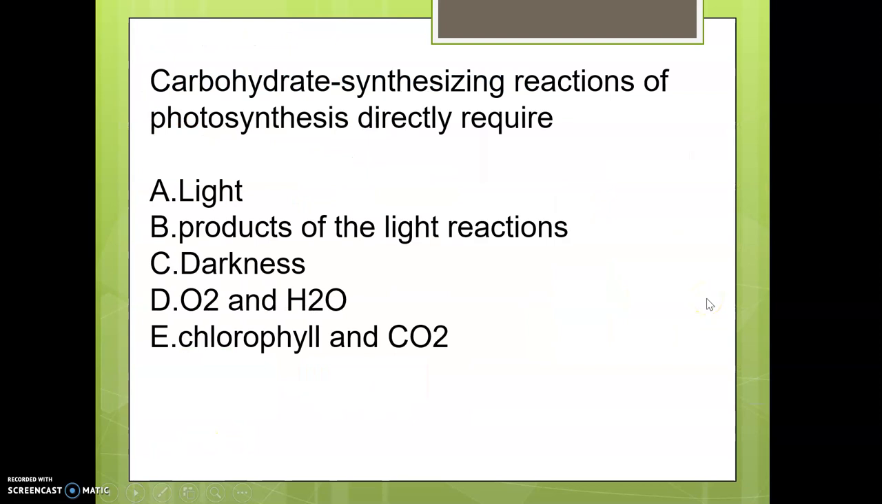Okay, so carbohydrate synthesizing reactions of photosynthesis, carbohydrate, sugar, aka glucose, directly require what? Oh my God, products of the light reactions. So in order to make our glucose, we have to get the products of ATP and NADPH from the light reactions, okay? Obviously, we can't have darkness. Plants don't need oxygen. Yes, they need light, but to actually make the glucose, we need the products of the light reaction. This one is like very, very specific, which is why it's your right answer.